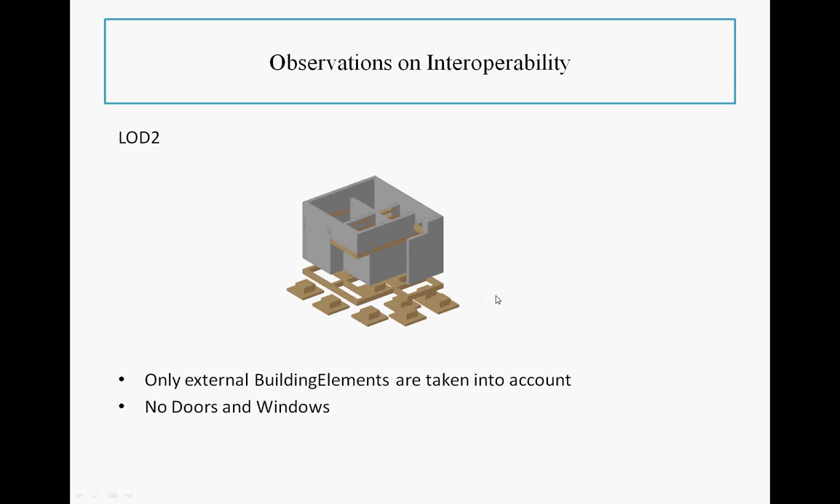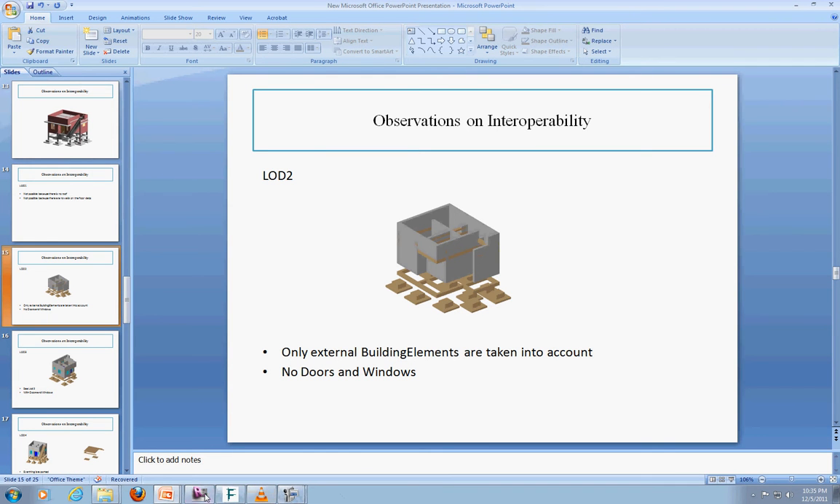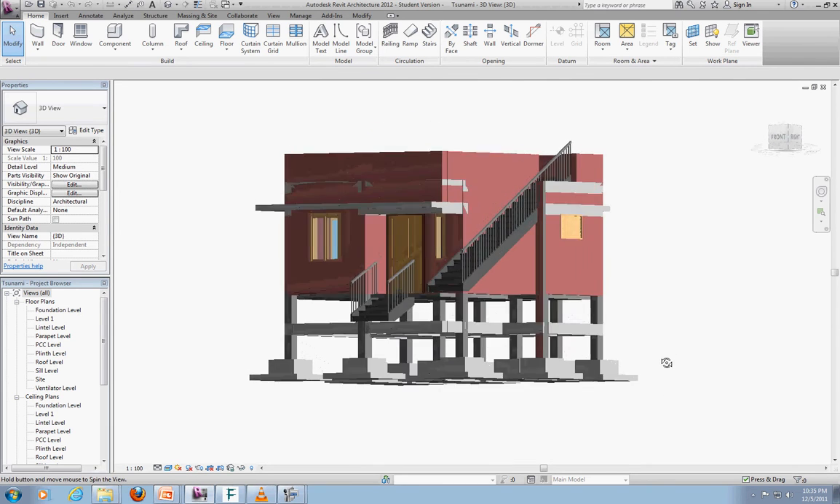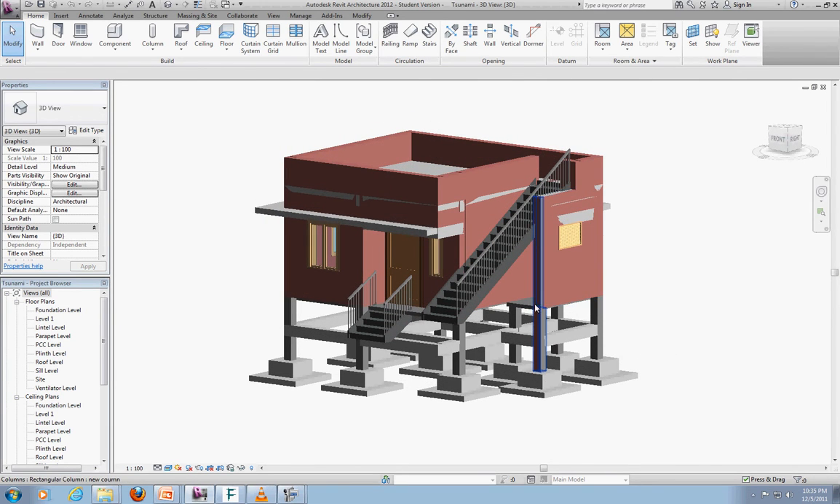At LOD2, we know that only external building elements are taken into account. But here, if we observe, the columns did not get exported. This is because the walls were intersecting with the columns and the columns were assumed to be internal elements rather than external elements, because of which they did not get exported at LOD2.